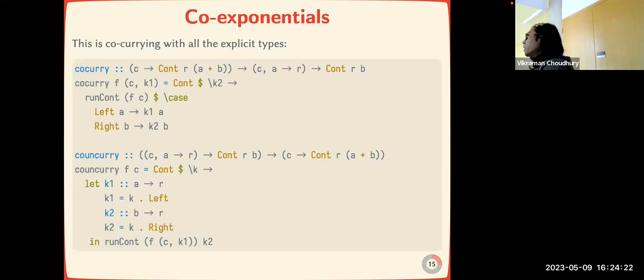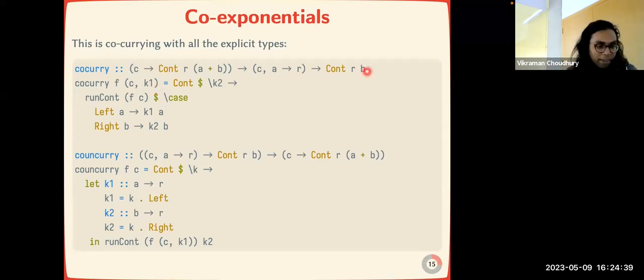Here's the program co-curry in Haskell with the cont monad, point-free. So f is this function. C comma a to r is c and a continuation for a. And from this, I can produce b to r to r. So K2 is a continuation for b. I run f on c, and then I get something in a plus b. So the key insight is if you have a continuation for a plus b, you can split it into a continuation for a and a continuation for b.